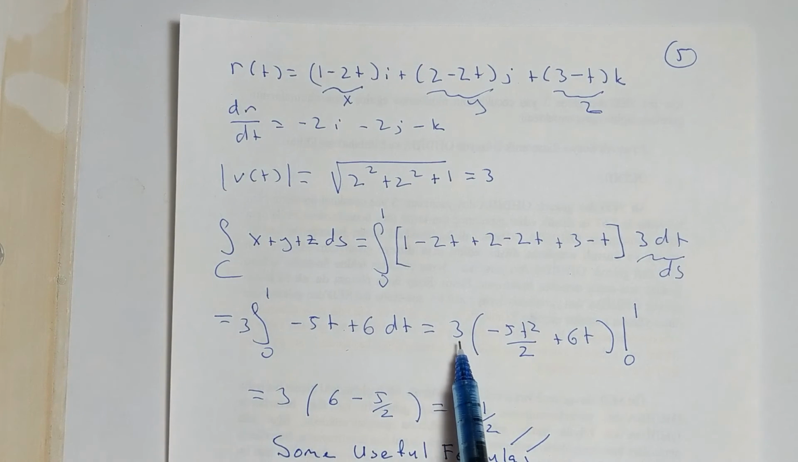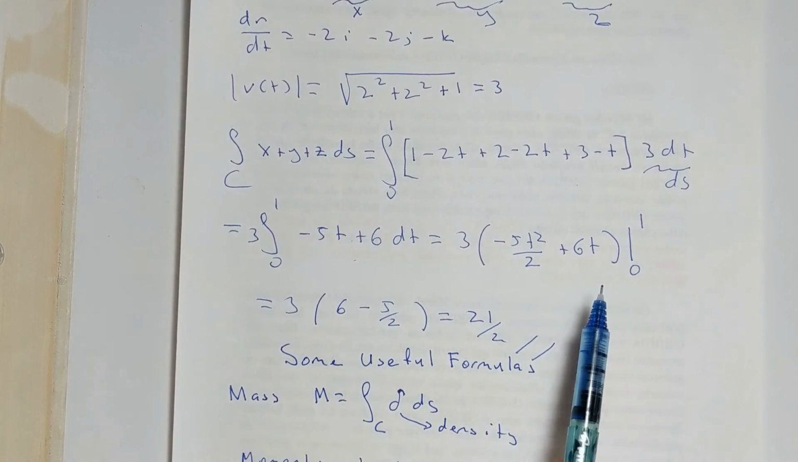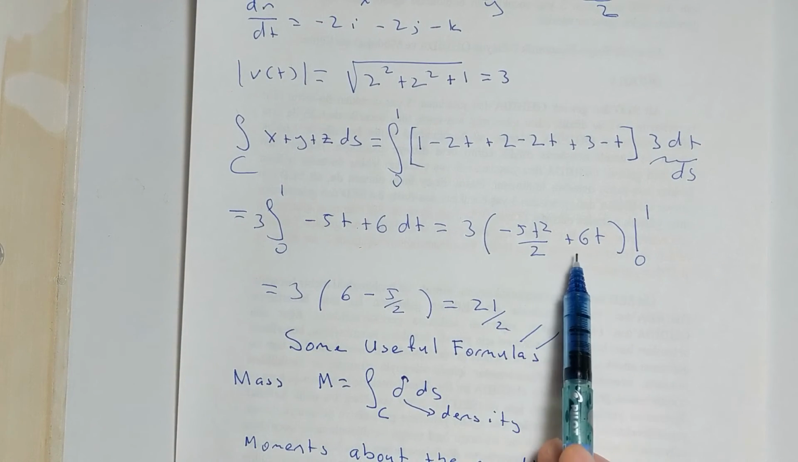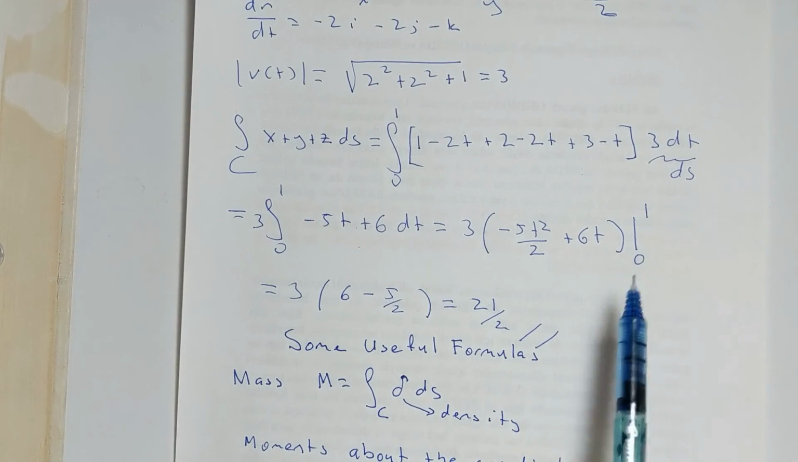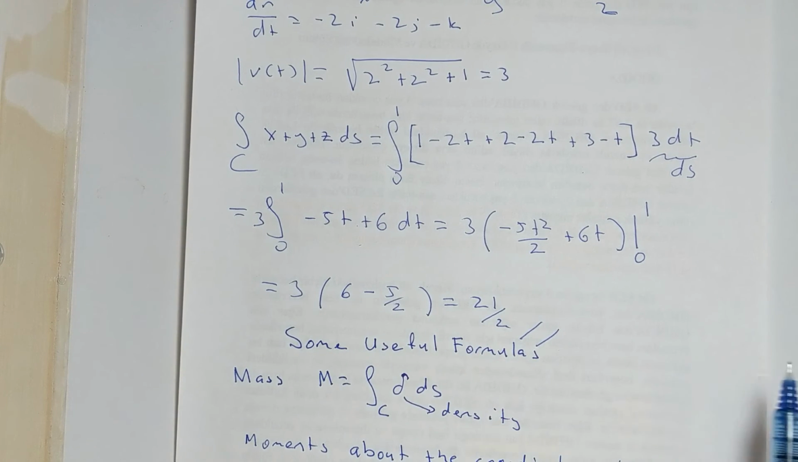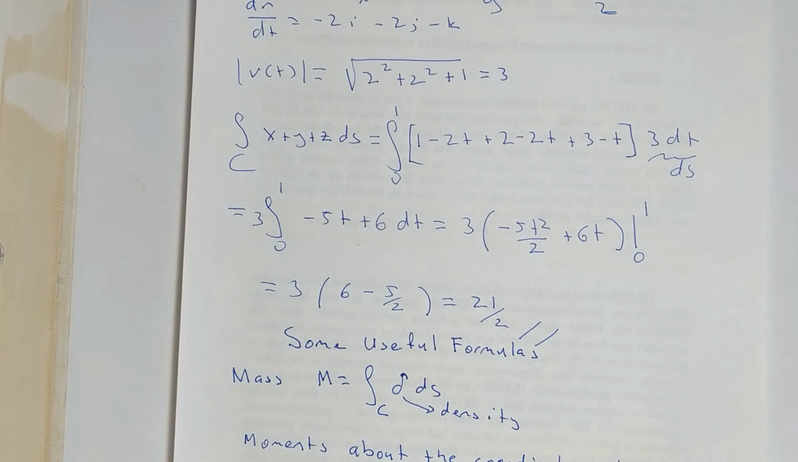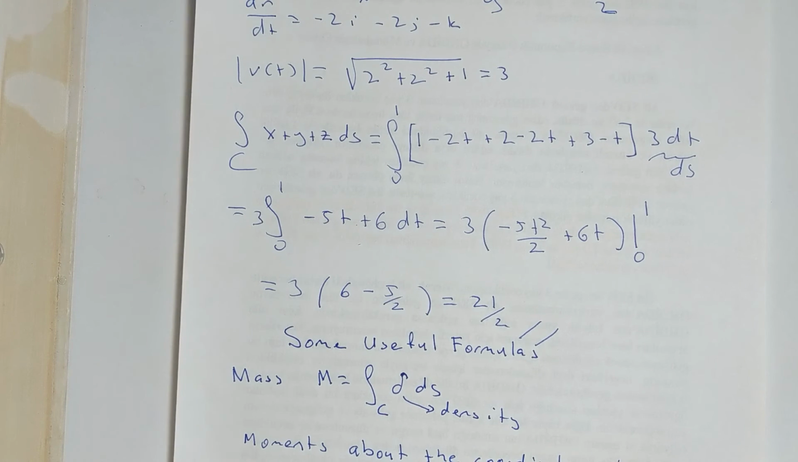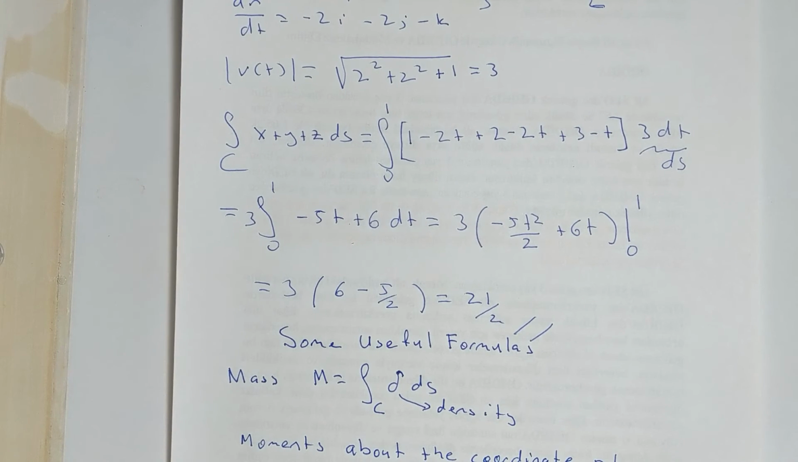So we have the 3 outside, don't forget your 3. And that's going to be minus 5t squared over 2 plus 6t, evaluated from 0 to 1. So it's going to be 3 times 6 minus 5 halves, so that's going to be 7 halves times 3, which is 21 halves.